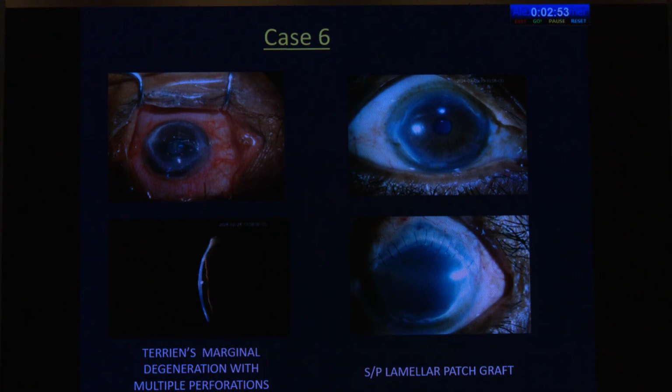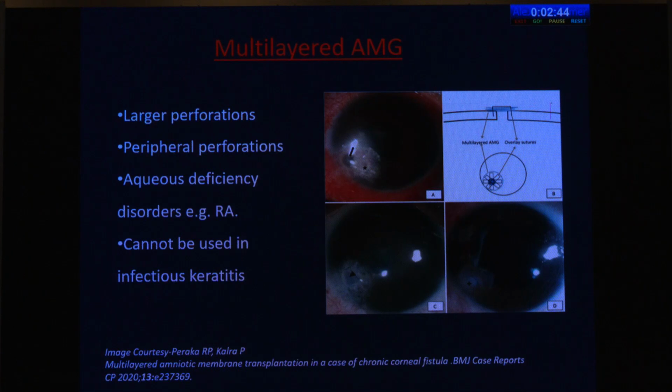This is how the other eye looked. So we had to eventually perform a lamellar crescentic patch graft for the patient, and she did well. So in the cases of peripheral larger perforation which cannot be managed with glue alone, we can use a multi-layered AMG along with overlay sutures and the fibrin glue.